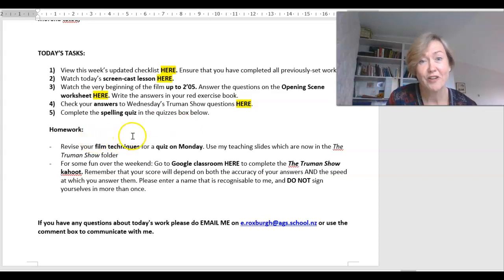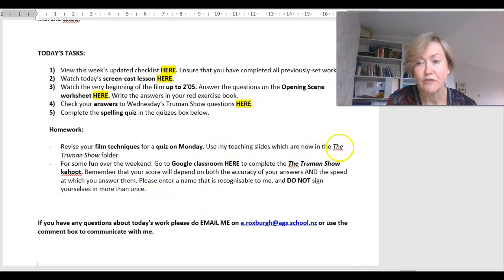And then for homework, please revise your film techniques, because there will be a film techniques quiz on Monday. Okay, just to keep you ticking over, making sure that I can see that you're learning the things that you need to learn, because I just don't know otherwise, because I can't see what you're doing. Okay, and actually, this is important.